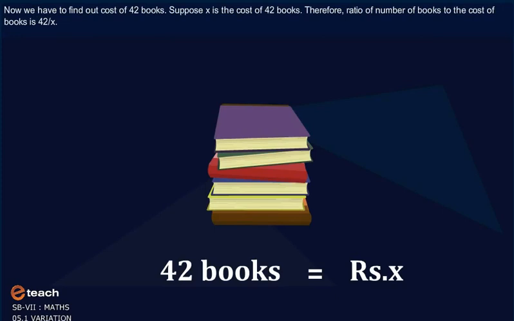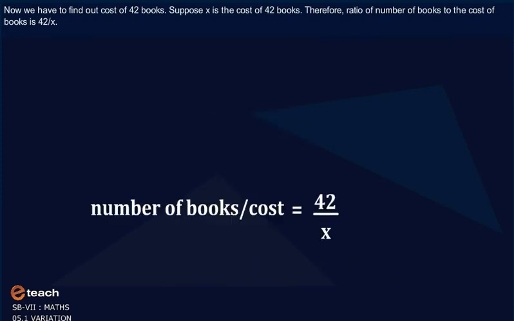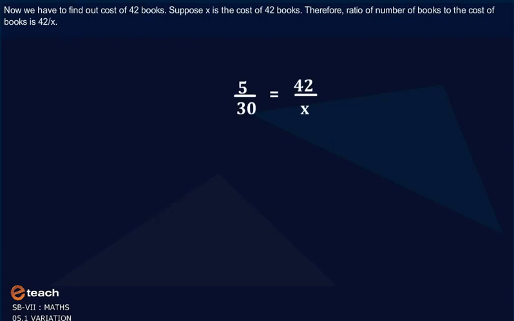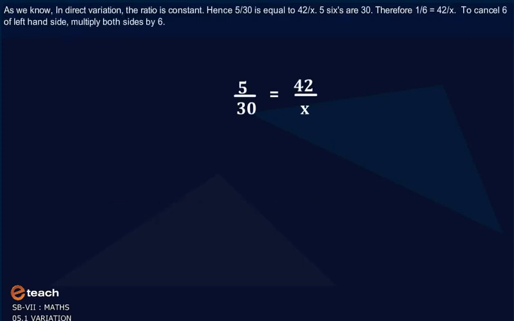Now, we have to find out the cost of 42 such books. Suppose X is the cost of 42 books. Therefore, the ratio of the number of books to the cost of books is 42 divided by X. As we know, in direct variation, the ratio is constant. Hence, 5 by 30 is equal to 42 by X. 5 sixes are 30. Therefore, 1 by 6 equals 42 by X.